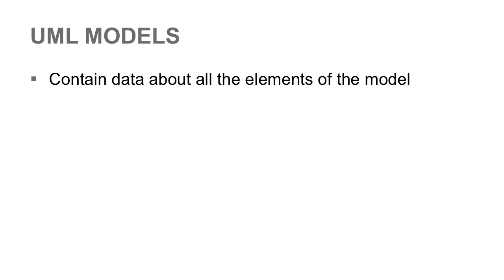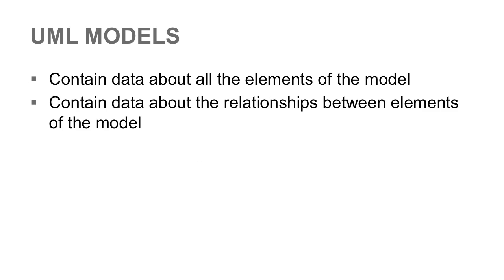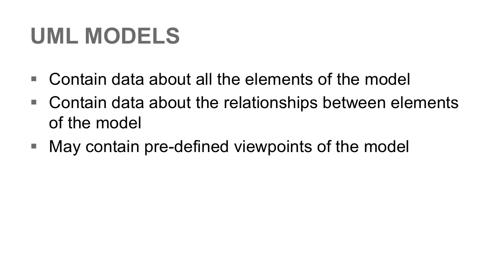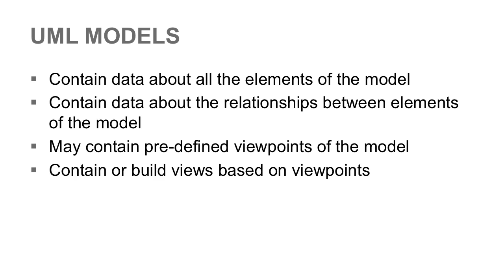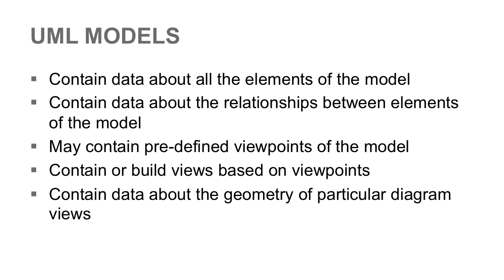In UML, a model contains data about all the elements of the model. They aren't just lines and characters in a drawing. It holds data about the relationships between the different things in the model. It may contain a set of predefined viewpoints that can be applied to the data in order to visualize it in diagrams. It contains diagrams that are views of the data, and those diagrams may be generated automatically in some cases. And it contains data about the geometry of the diagrams, the layout on the page.